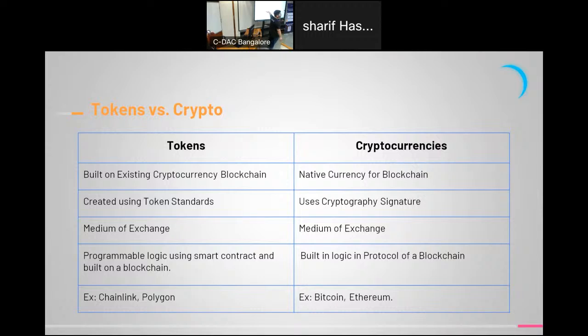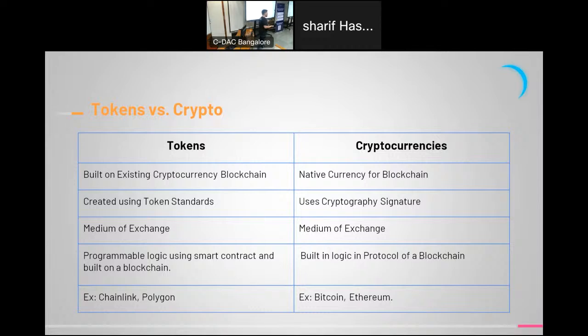Now tokens. What are tokens? Tokens do not have their own blockchain. They are built on top of a blockchain. So for example, a very popular token is Polygon. Polygon is actually an Indian company started by Indian founders, which is one of the most popular ways of doing gasless transactions on the Ethereum network. It is built on top of the Ethereum network, so it does not have its own blockchain. It's built as a layer 2 protocol, on top of the Ethereum blockchain. They do not have their own native blockchain, and that's how you can separate a token from a cryptocurrency.